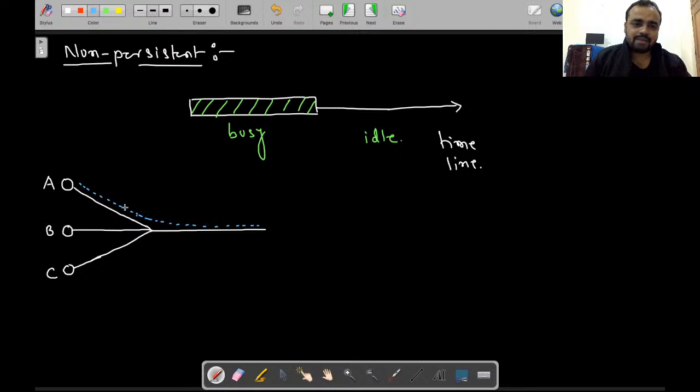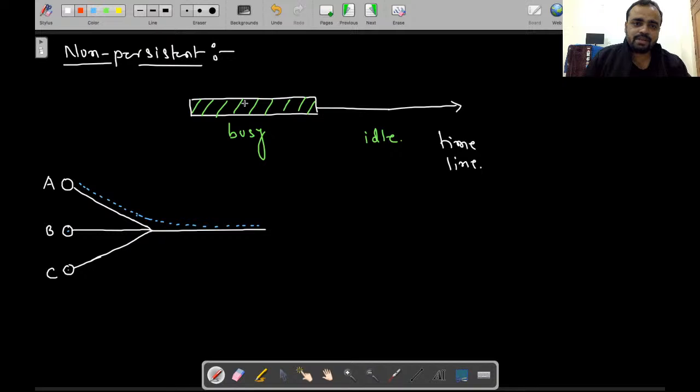In that particular time instance, what will node B and C do? They will remain idle, because whenever node B and C sense the medium, they will find the medium busy. If the medium is busy, then they will stop transmitting and wait till the medium becomes idle. Are you getting my point?